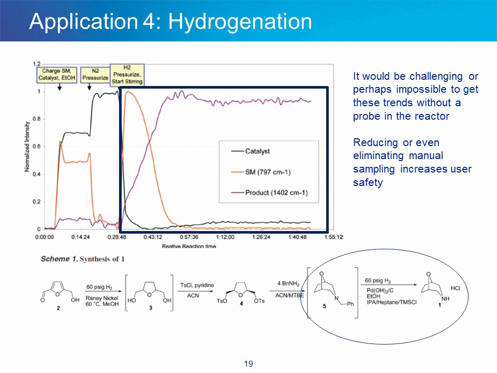Now we show the trends for the process. It would be challenging or perhaps even impossible to get these trends without a probe in the reactor. By reducing or even eliminating manual sampling, we've increased user safety.